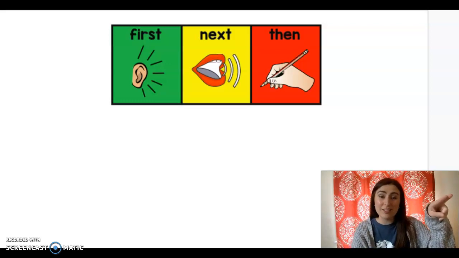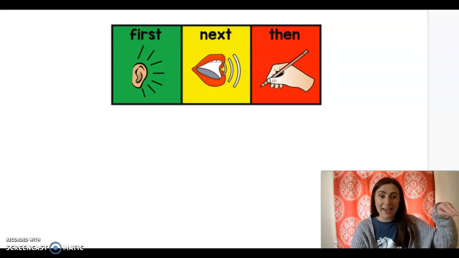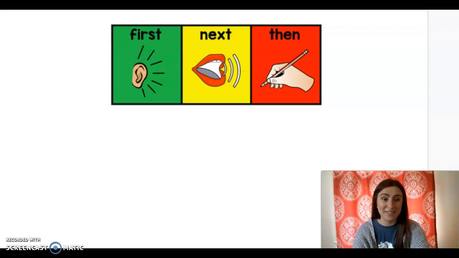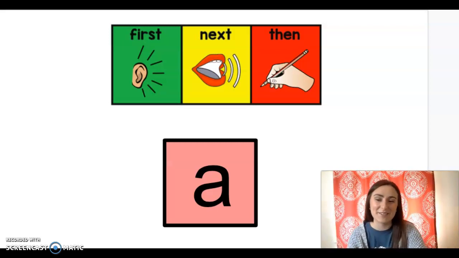Awesome. I'm choosing to air write. If you'd like to table trace, get your fingers ready. We're going to air write or trace the letter that makes the sound ah. A, ah. Nice job. Woohoo, we did it! Let's try the next one.